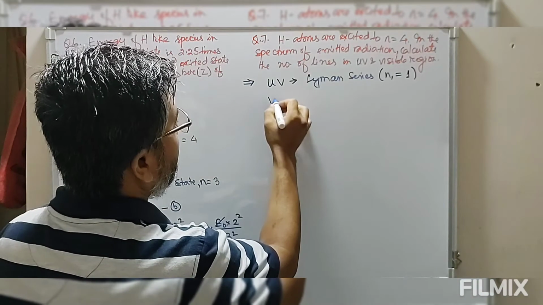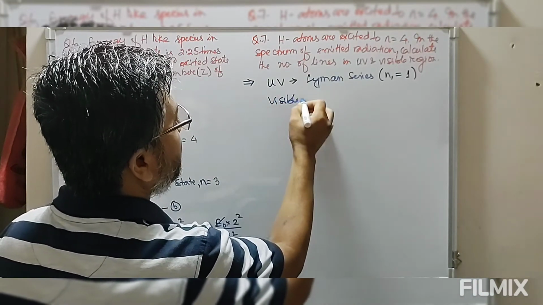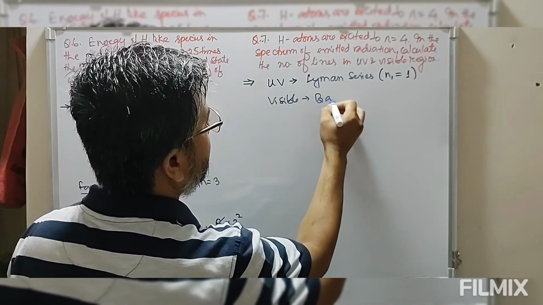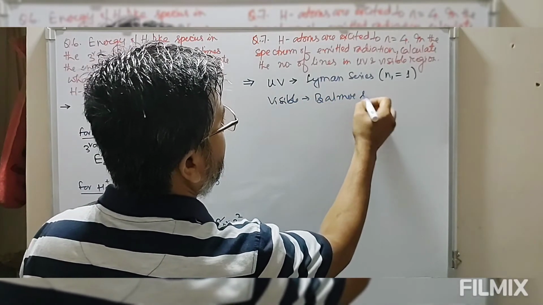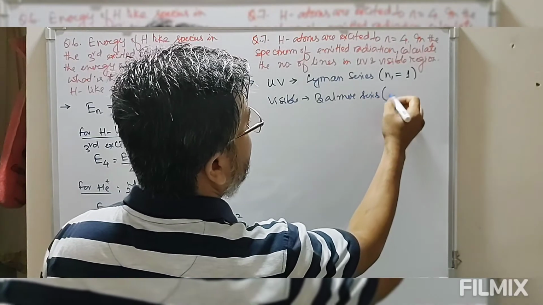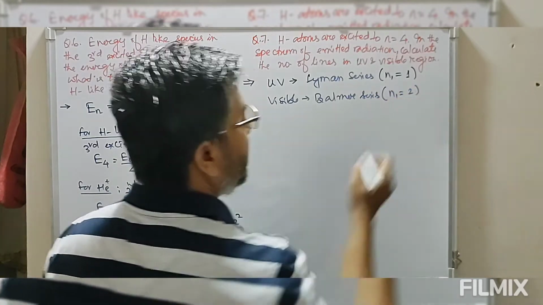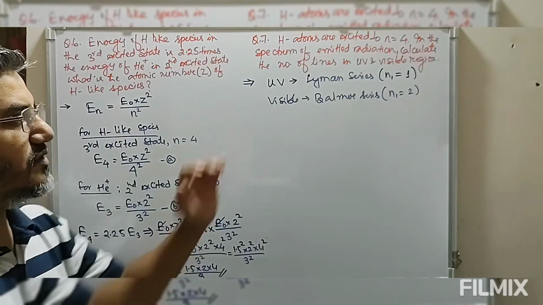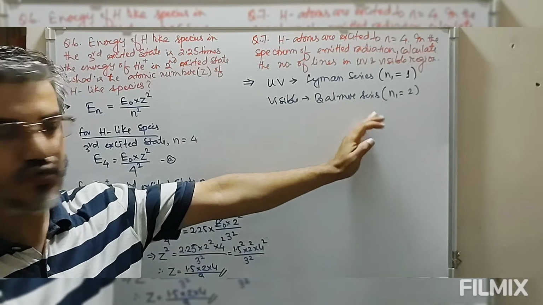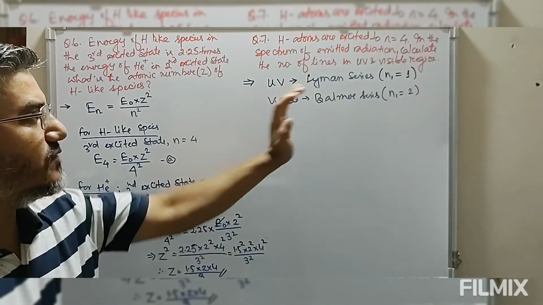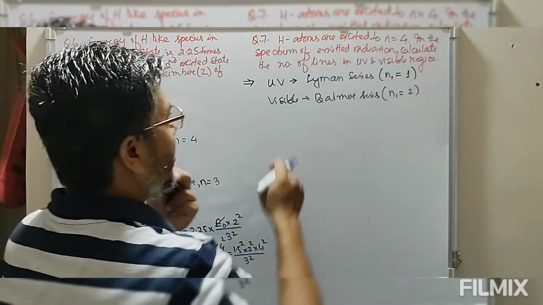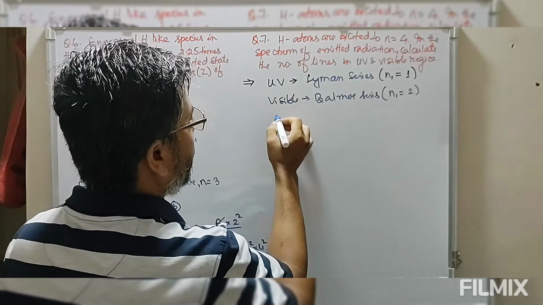Then we have visible. Visible means Balmer series. In the Balmer series, n1 equals 2: when an electron from any excited level comes to the first excited state, that is n equals 2, that line will lie in the visible spectrum.